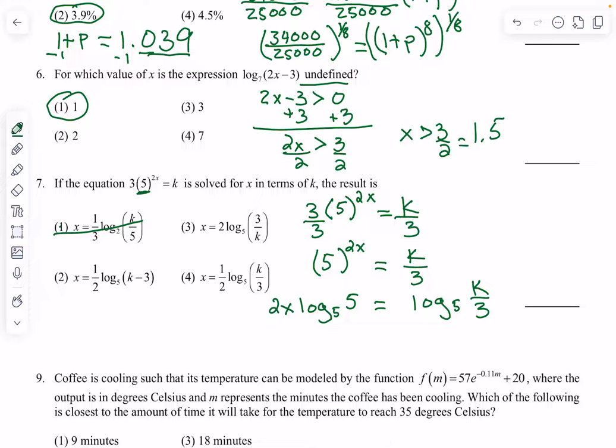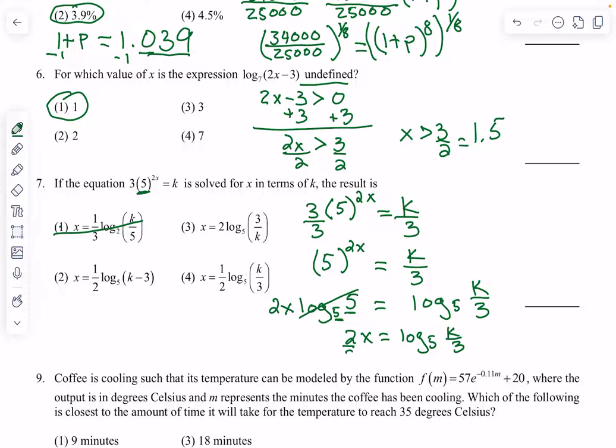Okay? So, when you have a base raised to itself, right? This is 5 raised to what power is 5? It's always 1. So you can always cross it out. If the base and this number are the same, you can cross it out. It's 1. So this is 2x is equal to log base 5 of k over 3, right?